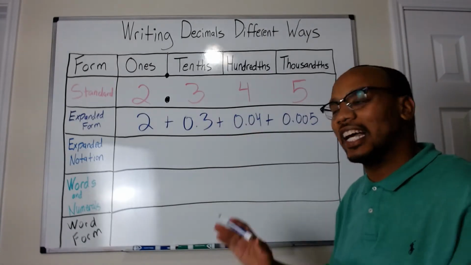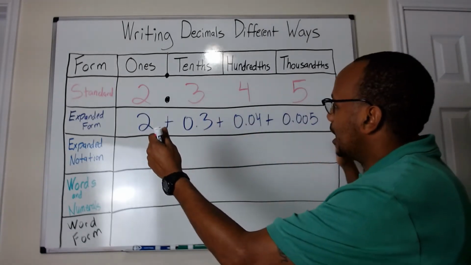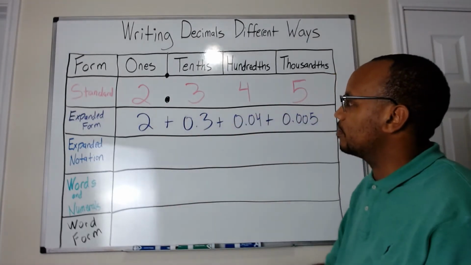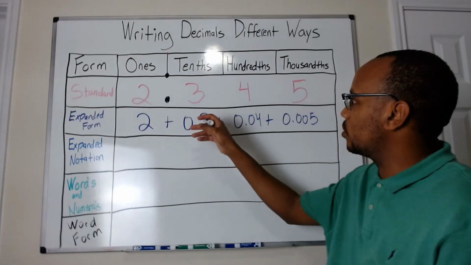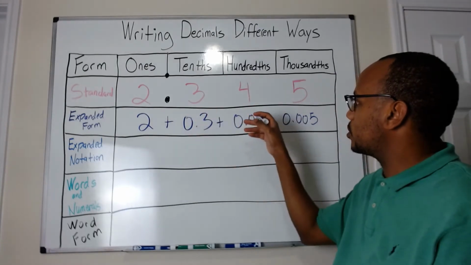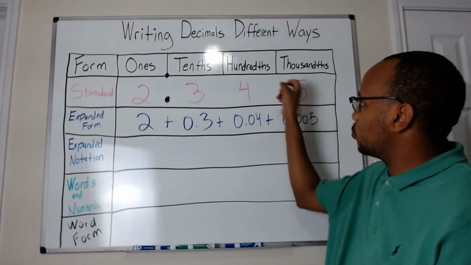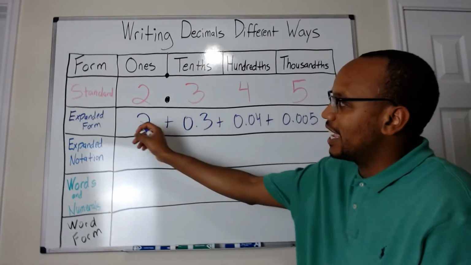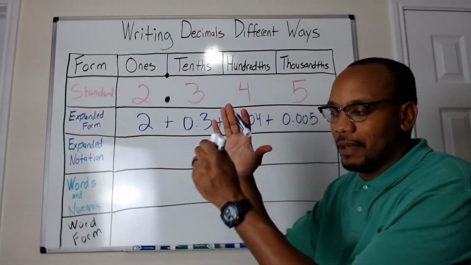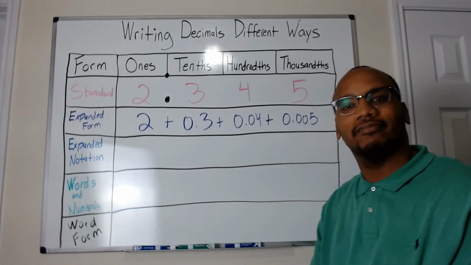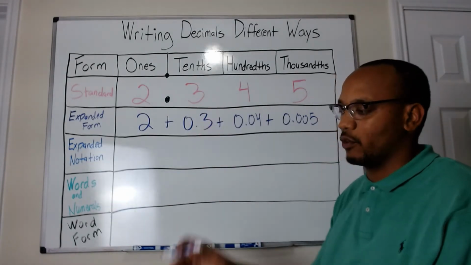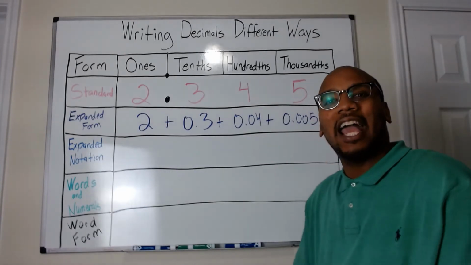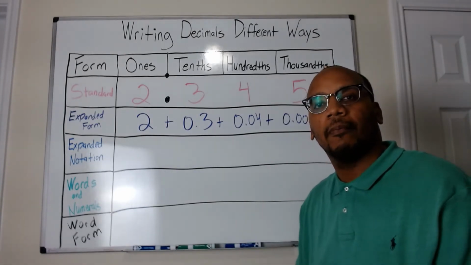Now, if you were to collapse the expanded form, you just add everything back up. 2 plus 3 tenths is 2 and 3 tenths, plus 4 hundredths, plus 5 thousandths will give you the standard form number. If you collapse the expanded form back together, you get the standard form. All right, so that's just normal expanded form.